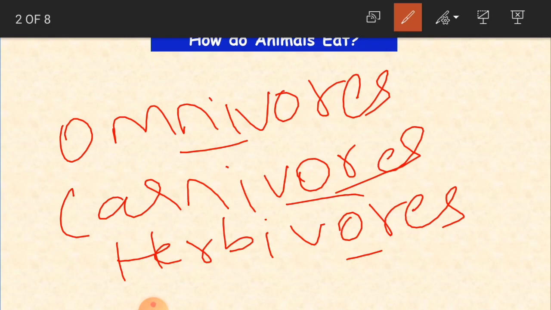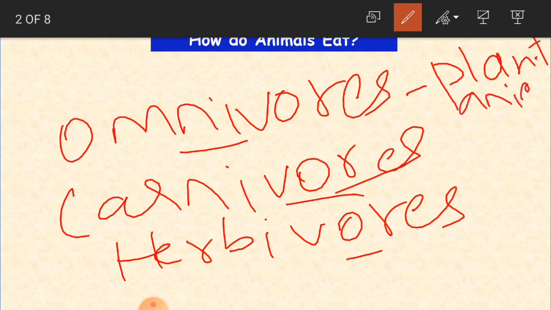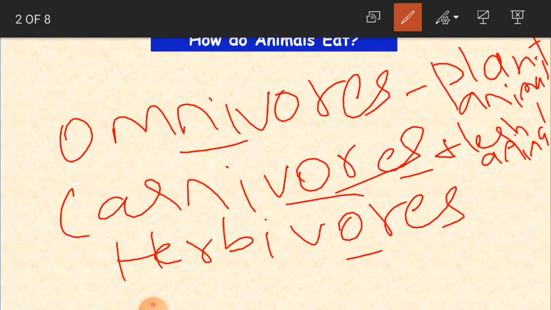What are omnivores, children? Omnivores are the animals which eat both plant food and animal flesh. These types of animals are called omnivores. And what are carnivores? Those which eat only the flesh of animals, in the sense only animal food, a particular animal eating another animal. These are known as carnivores, for example, a tiger. And for omnivores, we can take ourselves, human beings. We eat both plant food and animal food also.